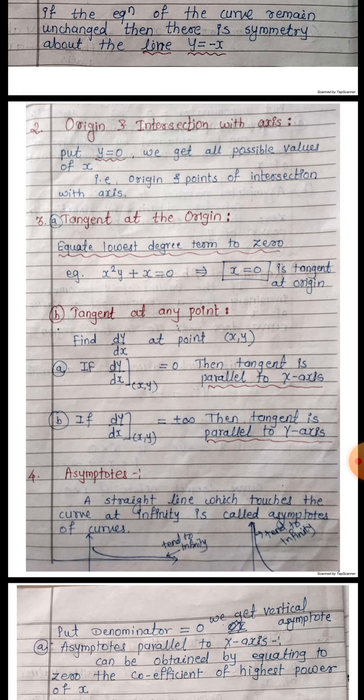Then origin and the intersection with the axis. Put x equal to 0 and y equal to 0, and we get the intersection with the axis. Tangent at origin: for this we equate the lowest degree term to 0. Tangent at any point: for this we find dy by dx at point (x, y).